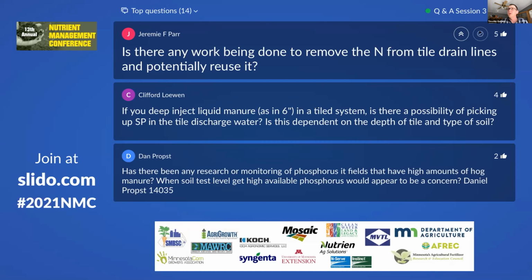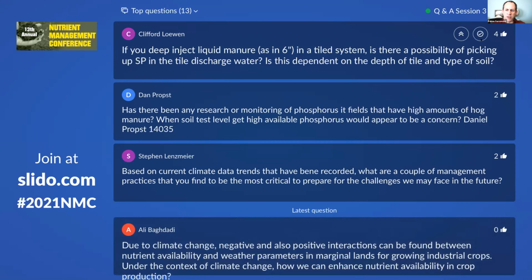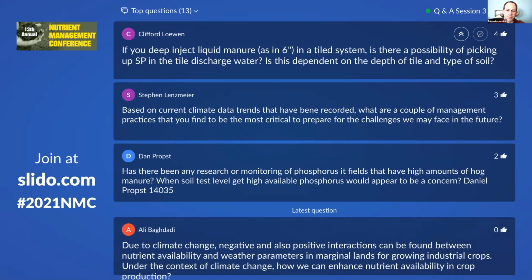Very good. Next one is: if you deep inject liquid manure, like 6 inches, in the tile system, is there a possibility of picking up the soluble phosphorus in the tile discharge water? And is this dependent on the depth of tile and type of soil?